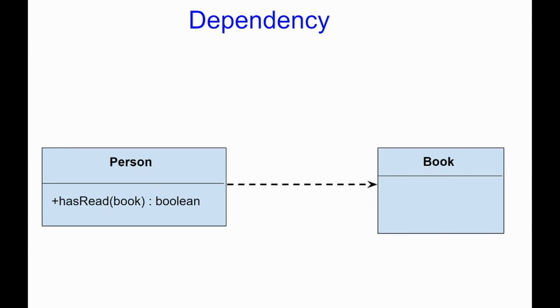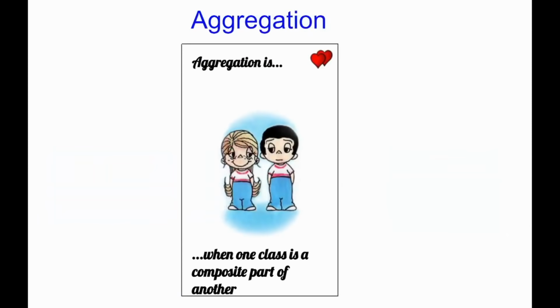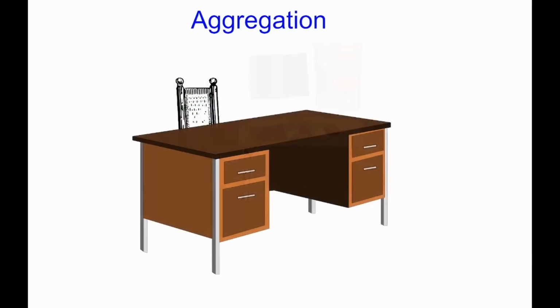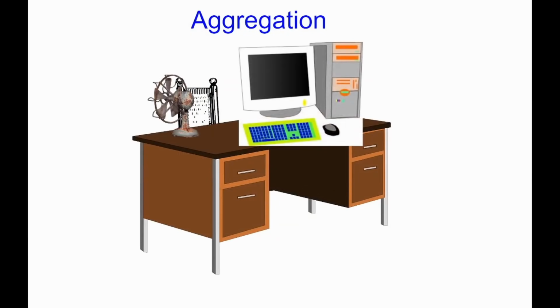Aggregation. A special type of relationship between classes when one class is a composite part of another. For example, a programmer's workstation could consist of a chair, a desk, a computer and a fan. But when we delete the workstation class, we still have all these classes but on their own.